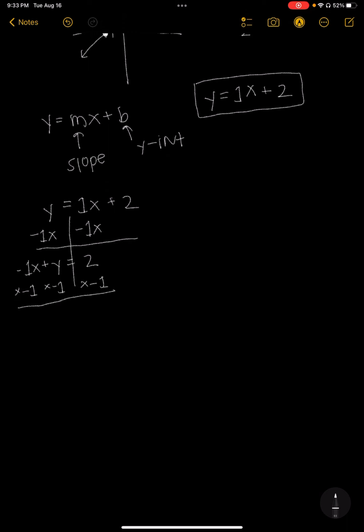All right, and then those negatives cancel each other out, and I'm just left with x. I could write 1x, but I can also just write x. And then y times negative 1 is a negative y. And then 2 times negative 1 is negative 2, which means my standard form is x minus y equals negative 2. So both of these that I just boxed are answers. The top one is in slope-intercept form, and then the bottom one is in standard form.